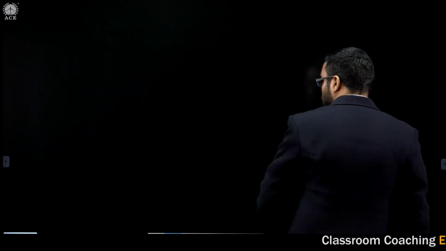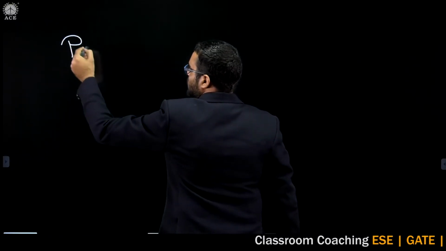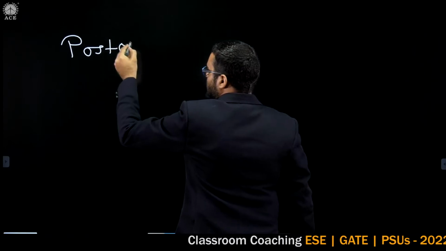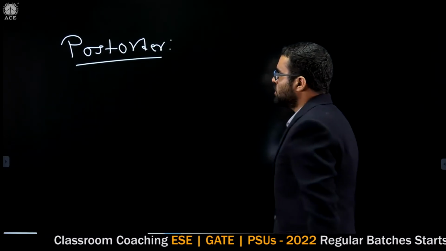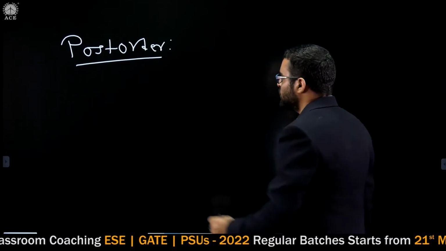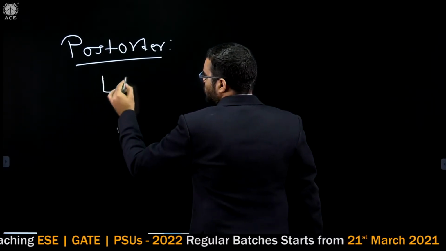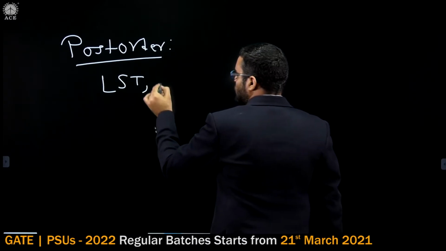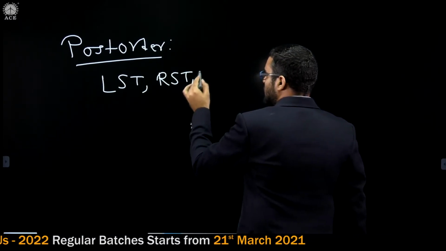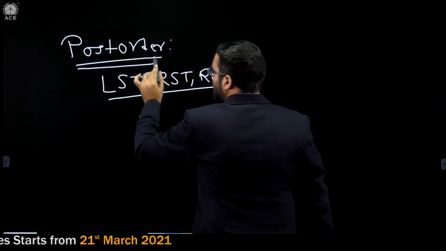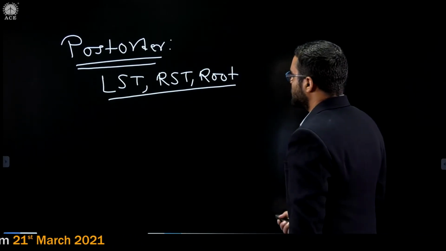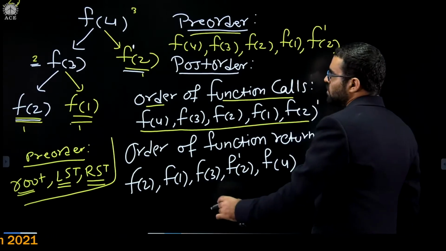So what we do in the post order, you can notice here, in the post order traversal of any tree, first we go to the left subtree, then we go to the right subtree, then we print the root node. So this is the post order traversal, okay.